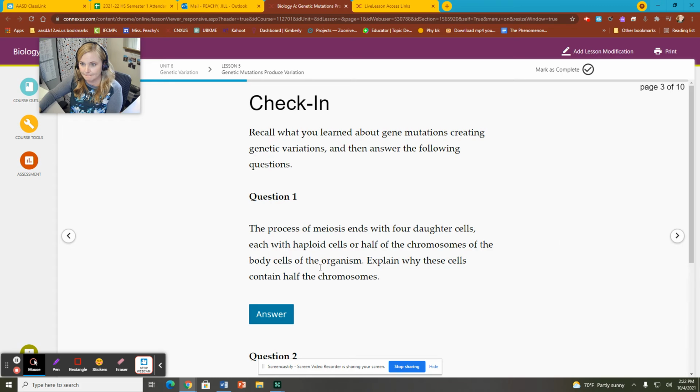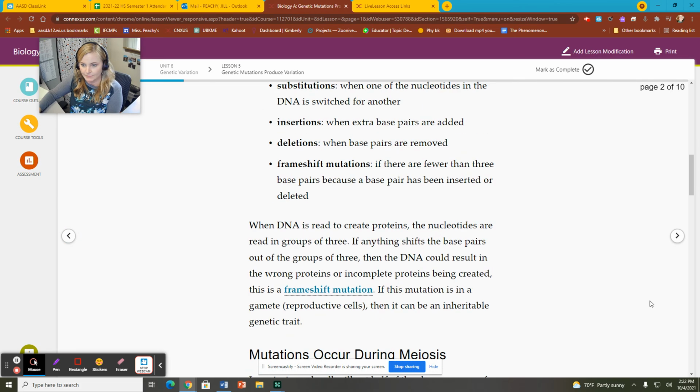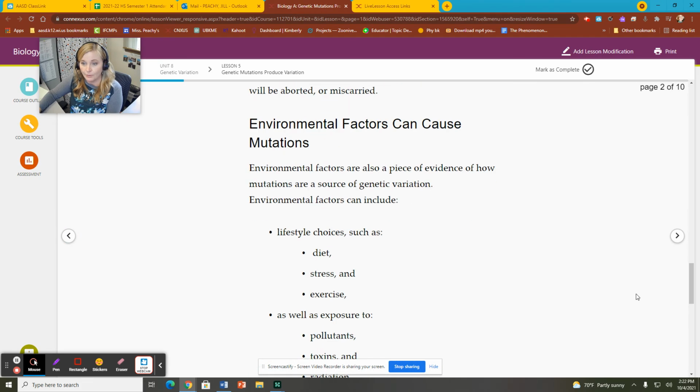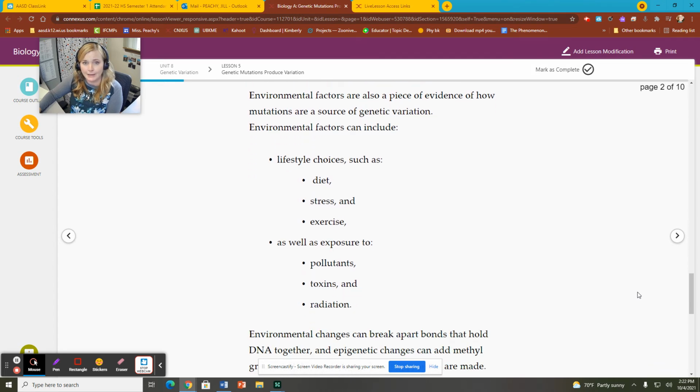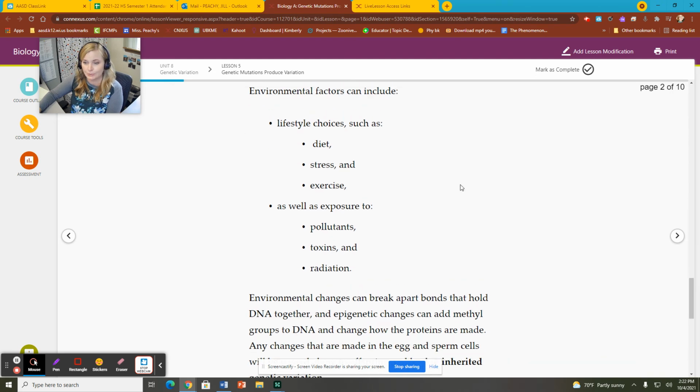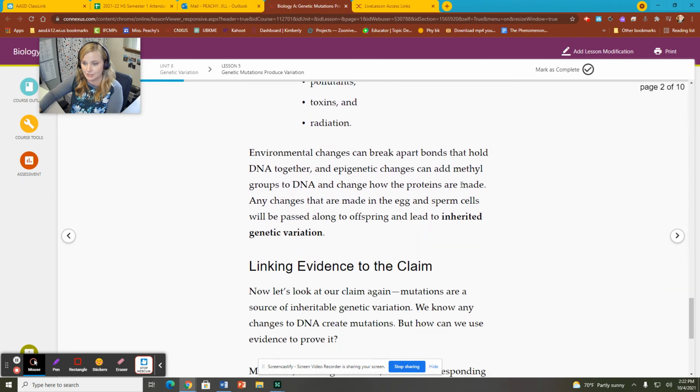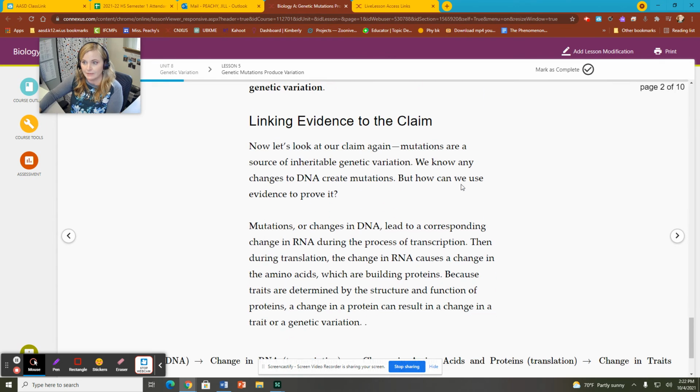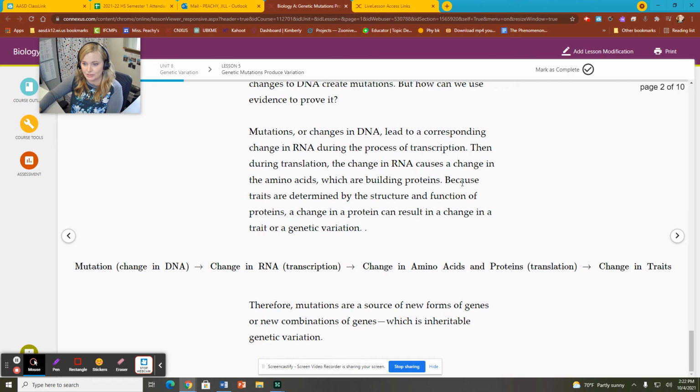Where, oops, go down a little further. Why does this happen? Well, it can happen due to problems in the environment, for example. Lifestyle choices, diet, stress, and exercise, as well as things you can't control as much, pollutants, exposures to toxins, and radiation. So these are all things that can lead to mutations.